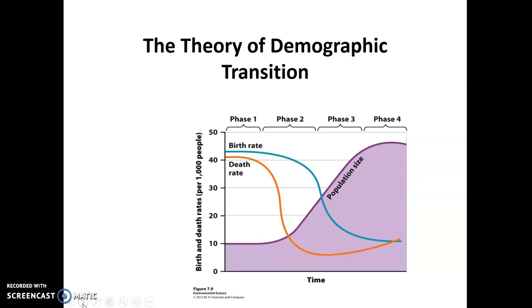Okay, this slide I'm only going to spend a minute on. Here we're using the third term, theory, as in hypothesis. The theory of demographic transition is that a population size will follow this S-shaped curve and increase like this and then level off as a country goes through various phases of economic development. So the more developed the country becomes, the birth rate will decline and the death rate will also decline.